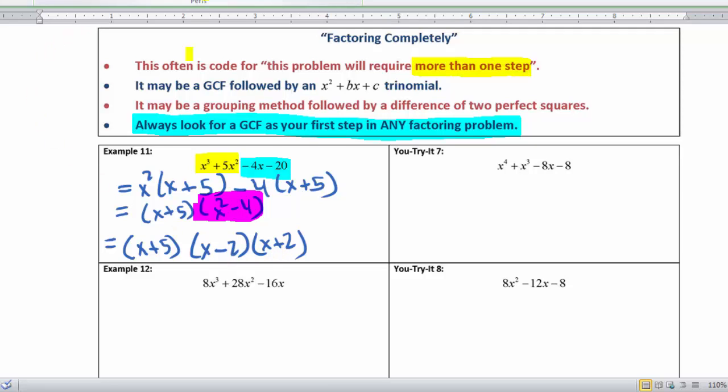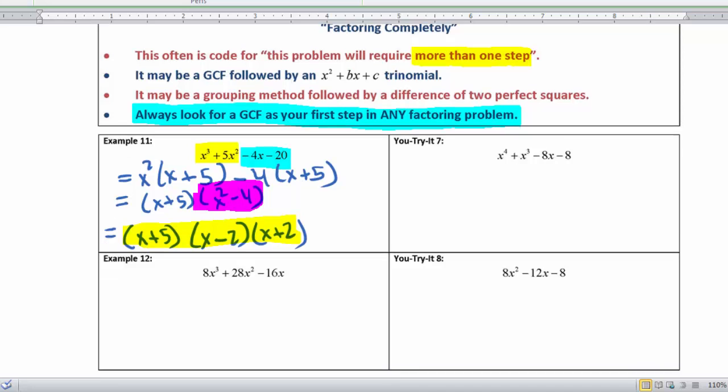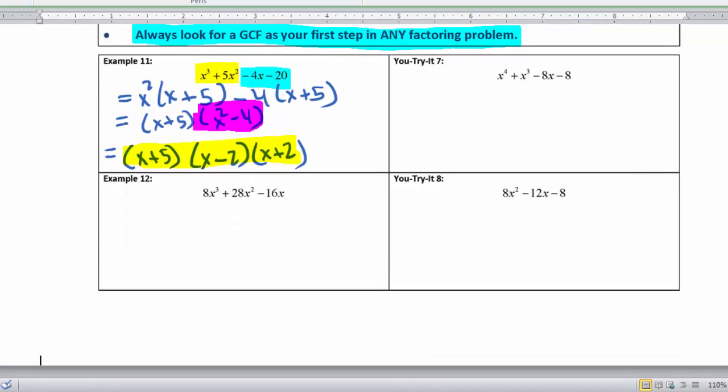So that would be your factored form: x plus 5 times x minus 2 times x plus 2. These would be a little bit more work if you were going to multiply them out to check them, but you can still do it. You would probably multiply the x minus 2 times the x plus 2 first, and then multiply that by x plus 5, just to make sure it works. It works out. So that's one example of factoring completely.